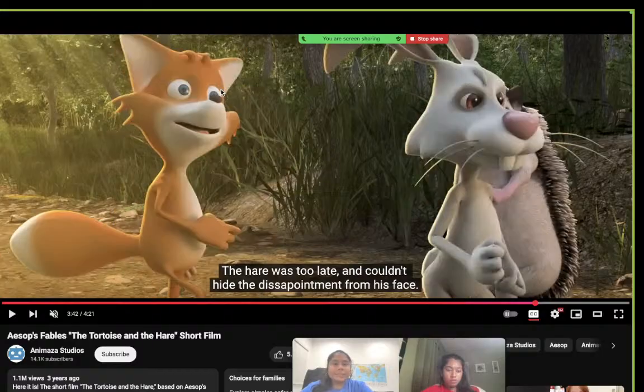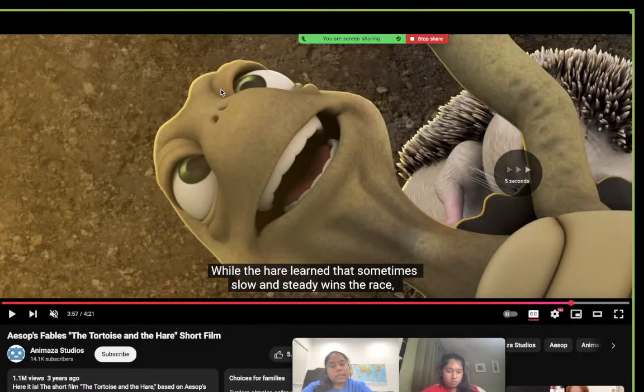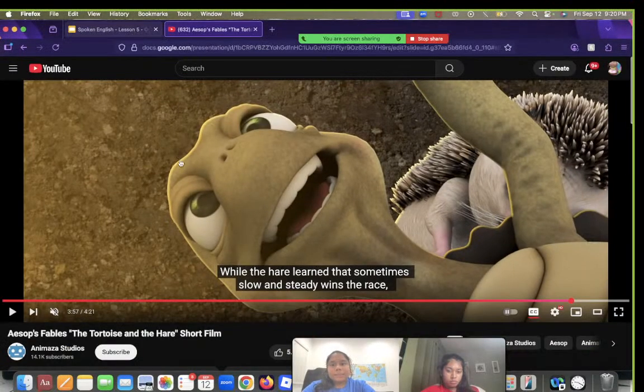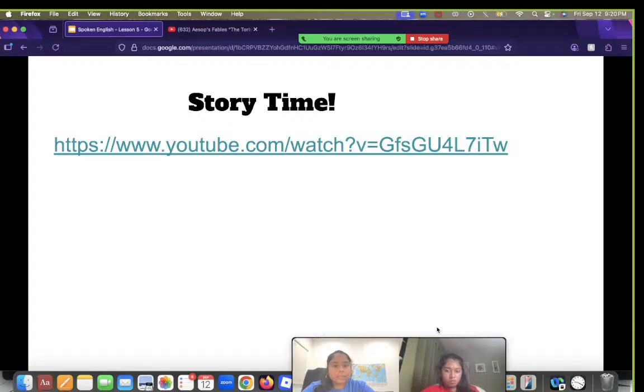Yay, the turtle won the race, right? See, that's good. So the turtle won against the hare, even though the rabbit is faster than the turtle. So that moral says the slower and steady wins the race. So that's the moral of the story. And that's it for the story time part. Anaga can continue after this one.